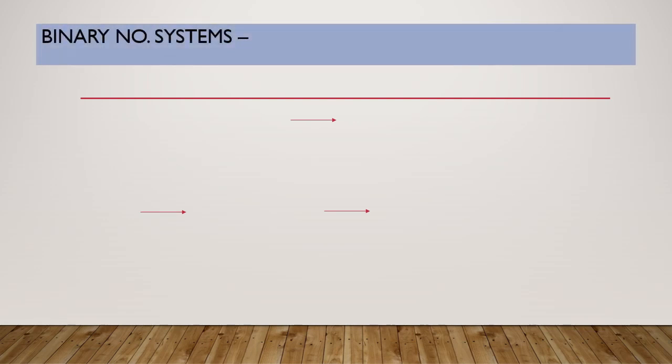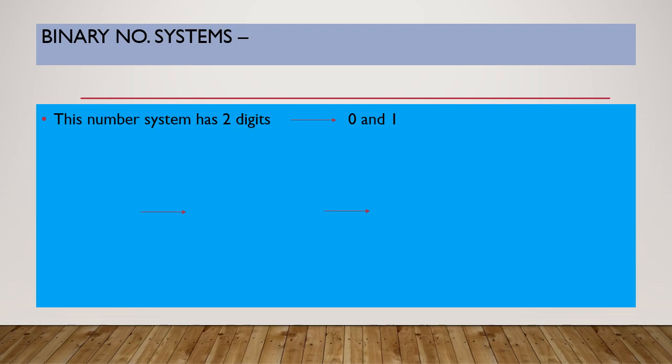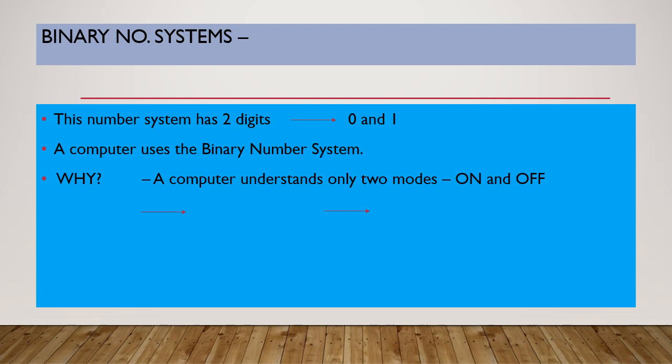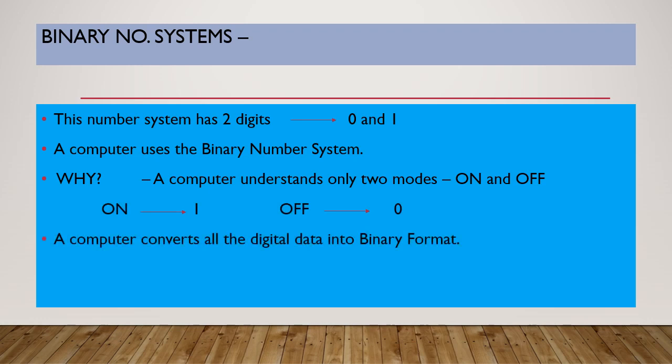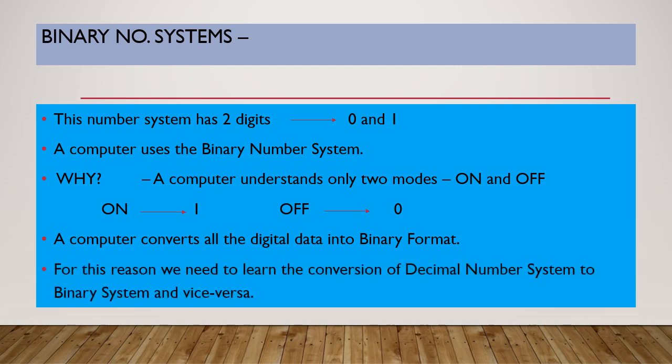Now let's see the binary number system. The binary number system, as we just now discussed, has two digits, 0 and 1. A computer uses the binary number system. But why? Because the computer understands only two modes, on and off. On is represented by 1 and off by 0. A computer converts all the digital data into binary format. This is the reason why we need to learn how to convert a decimal number to a binary number and vice versa.